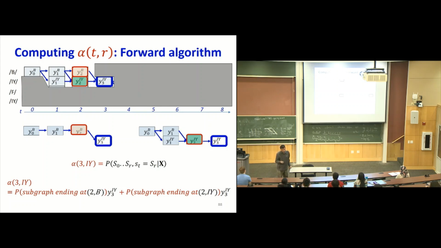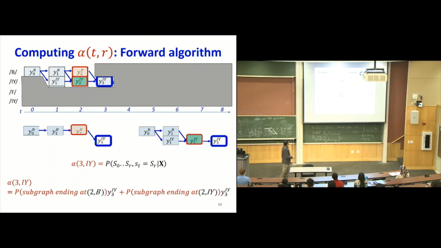Make sense? So the total probability of all paths that end up over here is going to be the total probability of all paths that end up over here times the additional score of extending it, plus the total probability of all paths that end up here, which is this guy, times the additional score of extending it. And the additional score of extending it is simply the probability of this node itself.